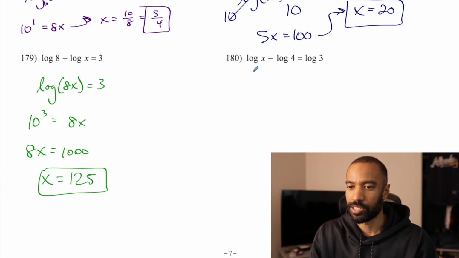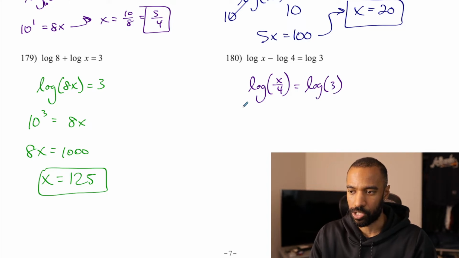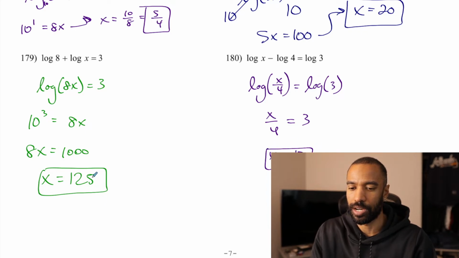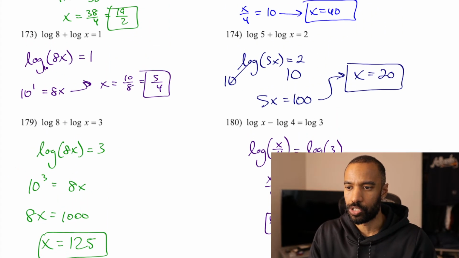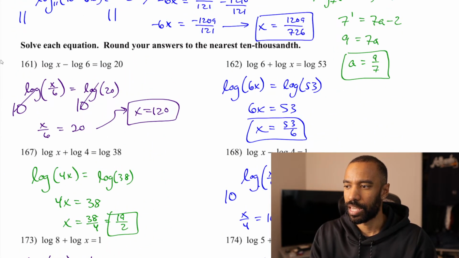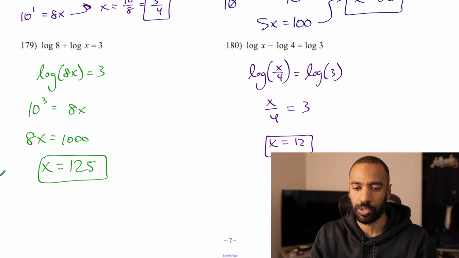And then lastly on this page here, we have log of x over 4 as we condense that equals log of 3. So this is back to just 10 to both those powers. X over 4 is 3, so x is 12. Let's just make sure none of these had negative or 0 x values. They did not, so you're good. Nothing's extraneous, but nothing's a no solution case there.